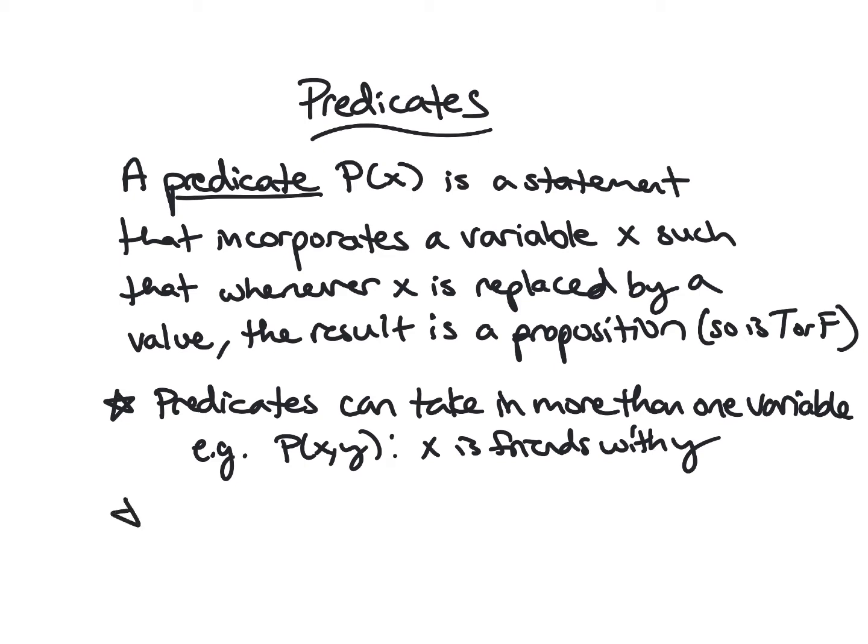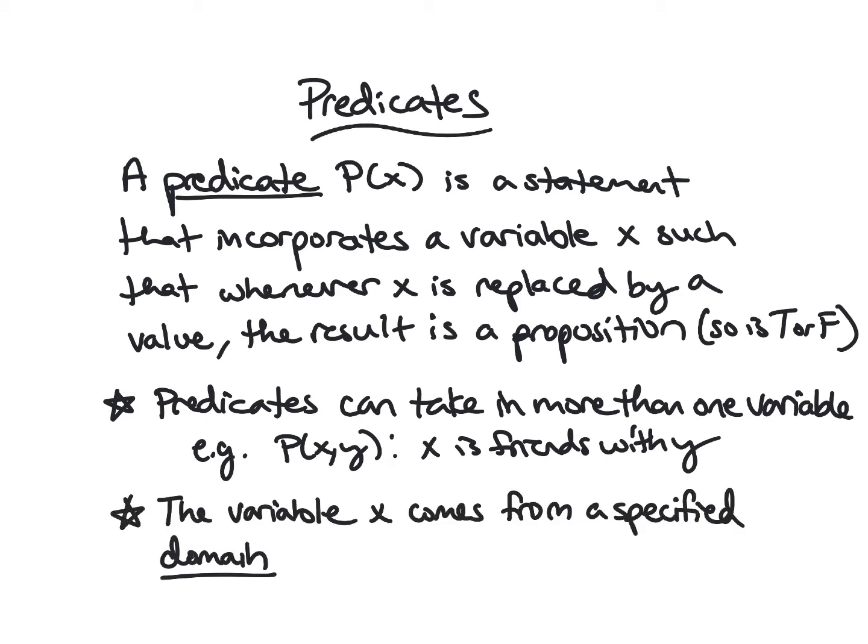And then second, the variable x will come from a specified domain, right? So you might say x has to be a real number, or x is an even number, or if you're talking about x is friends with y, you might say that the domain, your x and y, have to come from people from our class or something like that.